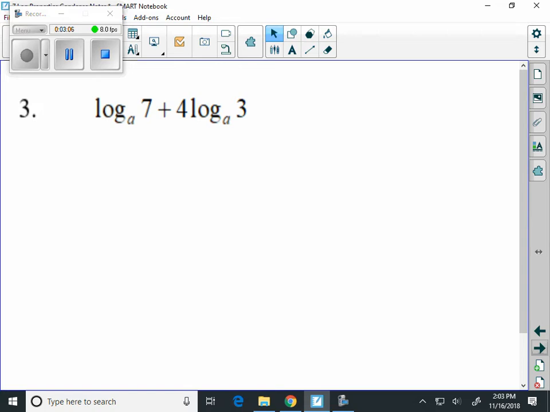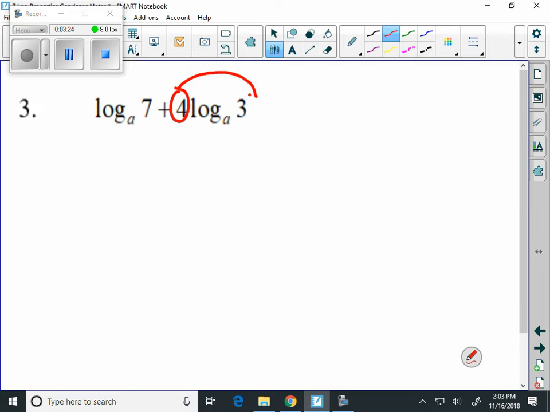Problem number 3. Again, every time we start these problems, look, do we have a number in front of the logarithm? We only have one of them this time. That is 4. And when we have a number in front, we're using the power property of logarithms, and we're going the other direction, which means that we're going to take that 4 and write it as an exponent. So we have log base a of 7 plus log base a of 3 to the 4th.